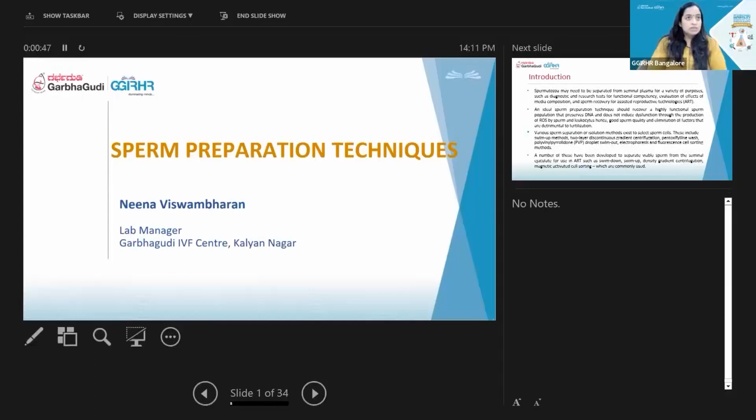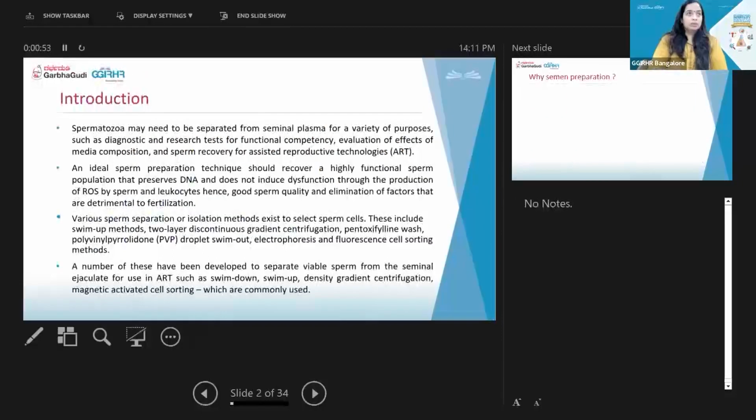Today the topic is sperm preparation techniques. In the introduction, I'll be giving a brief overview of the different techniques, and we'll start by explaining why we go for sperm preparation techniques. Why do we actually go for this processing of the semen sample? We are separating the spermatozoa from the seminal plasma.